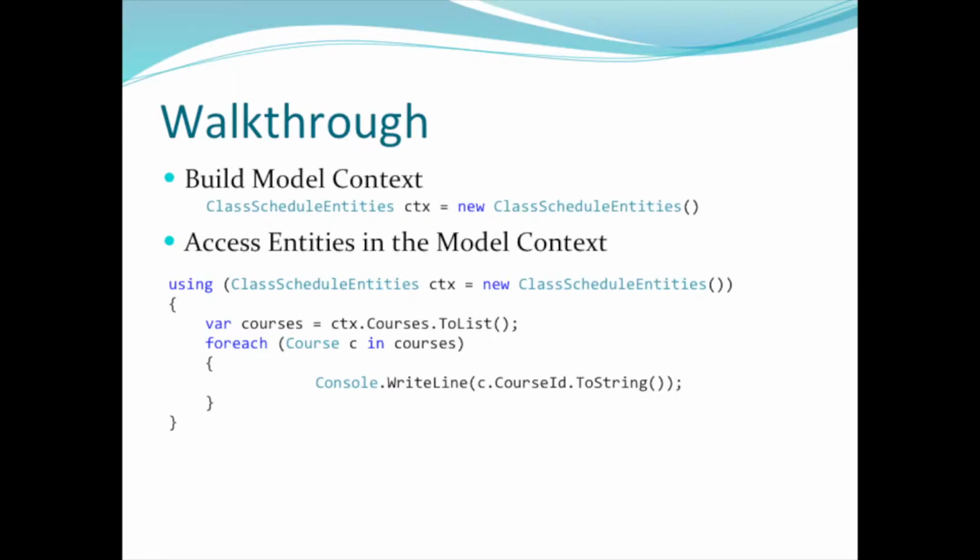Now, in order to use these, you have to build a model context. In this case, the class schedule entities. In order to access content through this, we'll just loop over, in our case using a using statement, create the context, get the courses out of it, turn it into a list, and then just start looping over it. In this case, we're just going to write the course ID out to the console. Not exactly useful, but just a quick how-to.